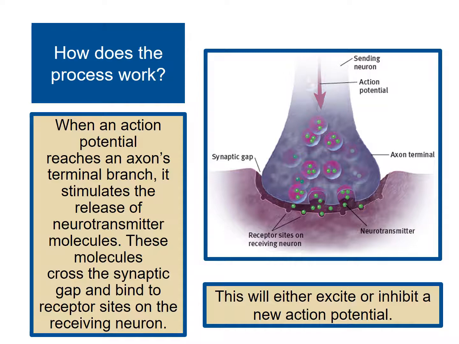So let's go over this again. How does the process work? When an action potential reaches an axon's terminal branch, which is at the end, it stimulates the release of the neurotransmitter molecules. Those are the green balls coming out, the neurotransmitters. These molecules cross the synaptic gap, so they cross that gap between neurons, and they bind to the receptor sites on the receiving neuron. And that binding is either going to excite or inhibit a new action potential.